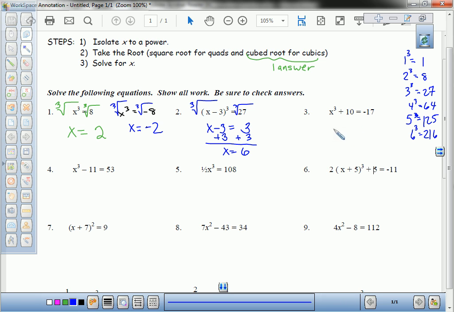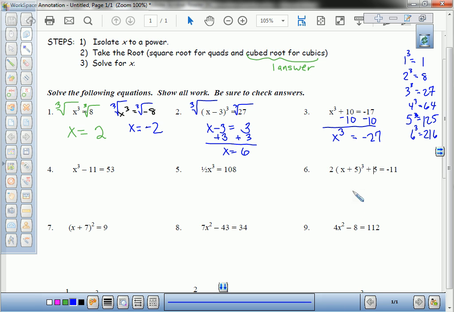All right, number 3. This time we do have to isolate that x to a power. Something has to move first. What has to move? The 10 is plus 10. How do we undo that? You subtract 10. Okay, so we get x cubed equals negative 27.